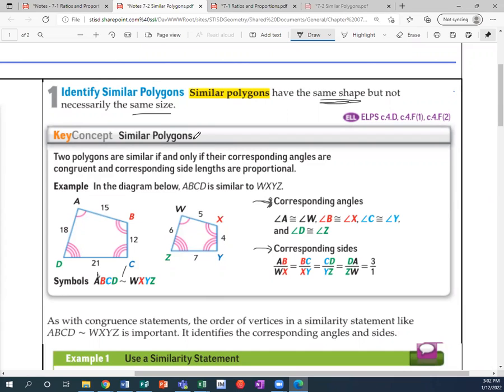The symbol that we're going to use for similar is this symbol right here, the little squiggle. It's that same squiggle that we put on top of the equal sign to turn equals into congruent. So basically, we're taking the equal sign away from congruent to get the symbol for similar.